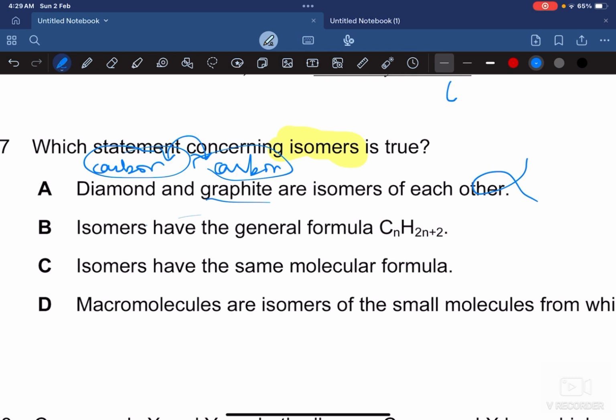Okay, now let's view option B, which says isomers have the general formula CnH2n+2. How on earth can this be the general formula of isomers? This is the general formula of which group of hydrocarbons? Alkanes. Okay, this is the general formula of alkanes. It is not the general formula of isomers. Isomers don't have any specific general formula. Isomers are simply two compounds that have the same molecular formula but different structural formulas.